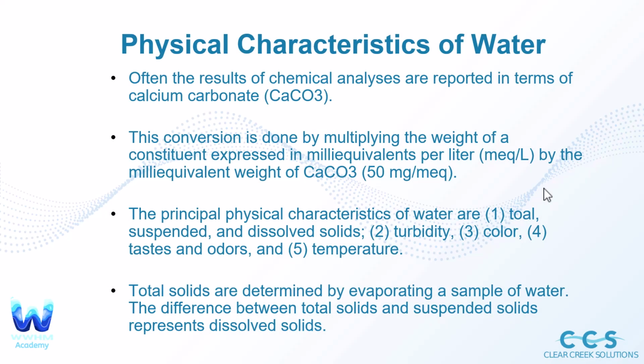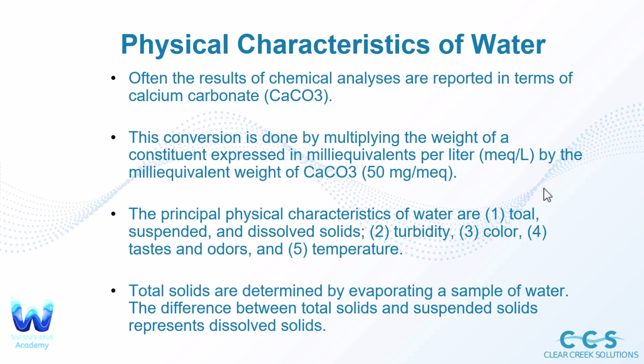So what are some additional physical characteristics of water? Often the results of chemical analysis are reported in terms of calcium carbonate, which is CaCO3. This is a very commonly used metric. This conversion is done by multiplying the weight of a constituent expressed in milliequivalents per liter by the milliequivalent weight of CaCO3, which is 50 milligrams per milliequivalent.